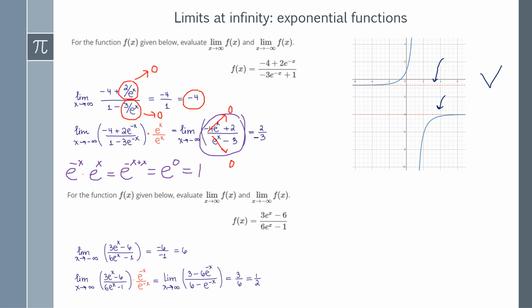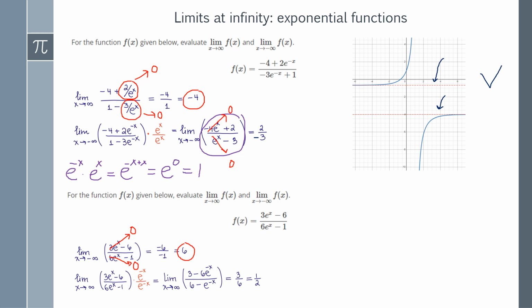I'm first going to compute the limit as x goes to negative infinity. What happens to these expressions? This goes to 0, this goes to 0. We are left with negative 6 on top, negative 1 on the bottom. So the limit as x goes to negative infinity is just going to be 6.